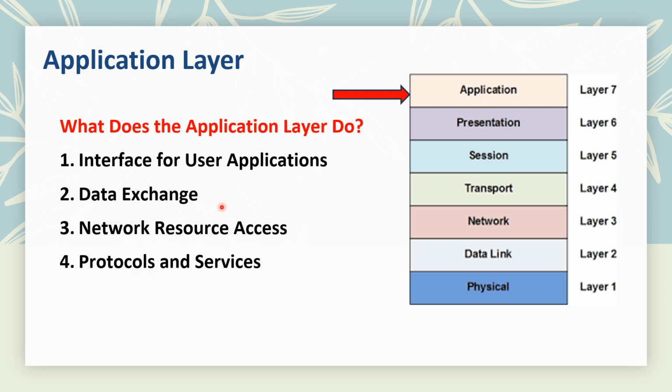The application layer handles requests and responses between the software application and the network, making sure data can be sent and received. It allows applications to access various network resources like file servers, printers, and databases. The application layer uses specific protocols to perform tasks. For example, HTTP is used for browsing websites, SFTP for sending emails, and FTP for transferring files.